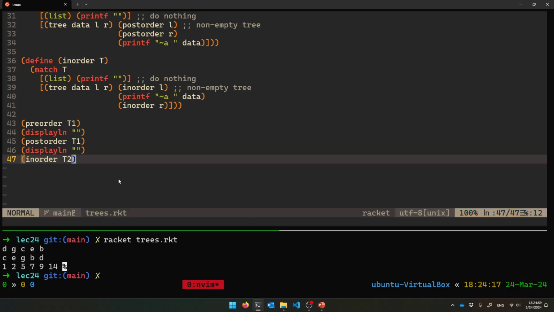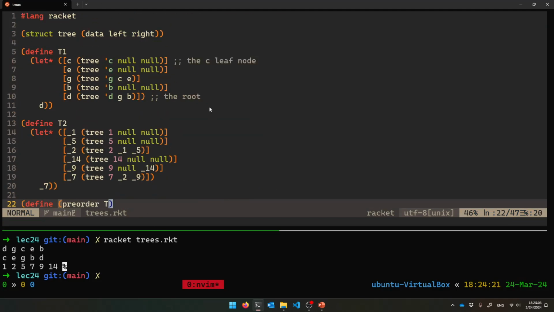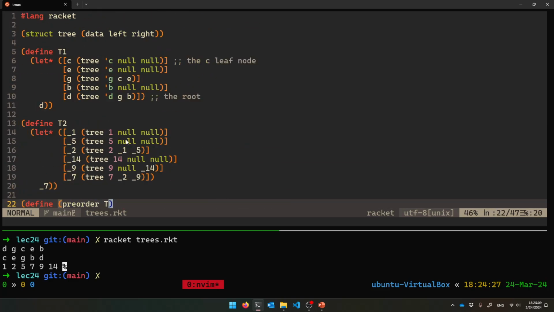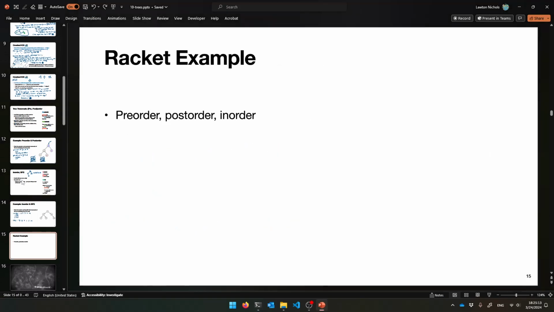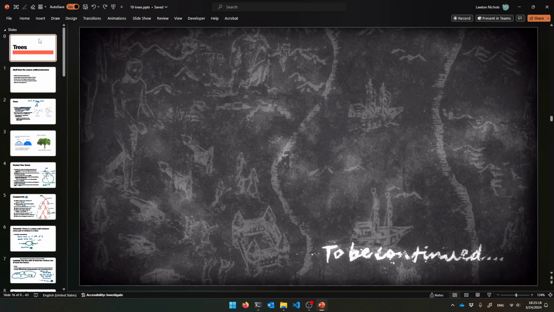Okay, so I highly encourage you to translate this from Racket to C++. But yeah, that's, I think, as far as I want to go today. You know a little bit more about trees now. And so that's where I want to stop, and we'll come back and continue the tree slides next time.